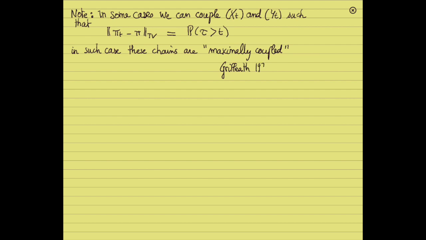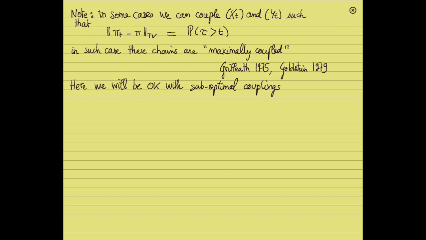The pioneering work on this is Griffiths 75 or Goldstein 79, for example, showing examples where maximal couplings in this sense exist. But here we will not, in fact, talk much about those kind of couplings. We will be happy with some upper bounds. So all of the couplings we'll see are going to be submaximal in that sense, suboptimal.